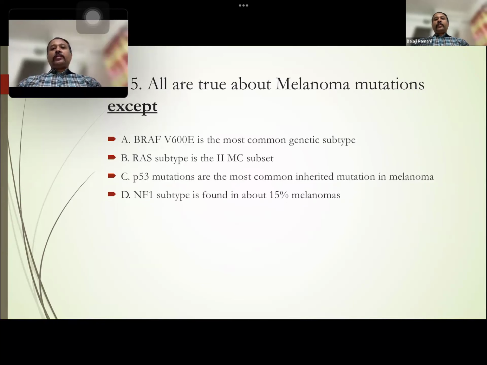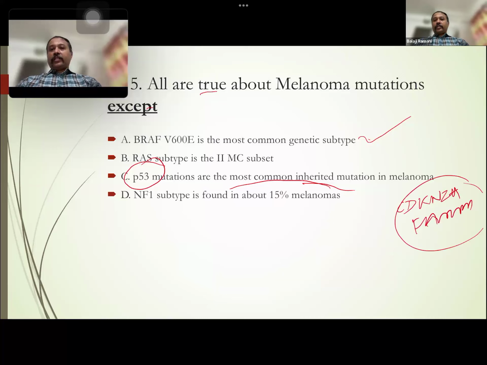So regarding melanoma mutations, which is the false statement, all are true except. Okay. So BRAF is the most common type, correct. There are other subtypes which are going to be found: RAS, P53, and NF1. Here, of course, the answer is very clear, which is the most common inherited mutation. The answer is not P53. We just looked at it. It is CDKN2A, which is found in your FAMMM syndrome. So that is the most common inherited mutation that you have.